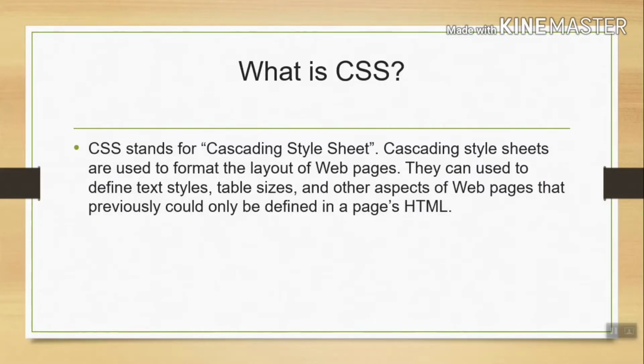What is CSS? CSS stands for Cascading Style Sheet. Cascading style sheets are used to format the layout of web pages. They can be used to define text styles, table sizes, and other aspects of web pages that previously could only be defined in a page HTML.